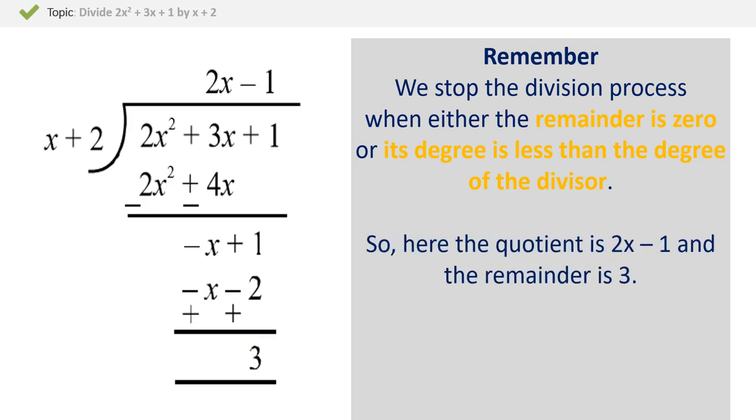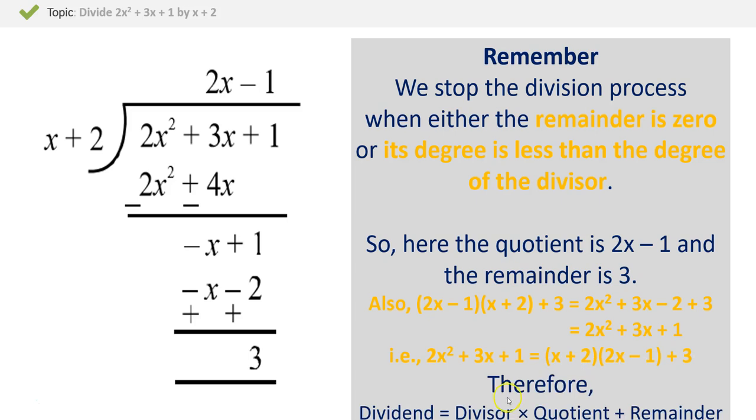So here the quotient is 2x minus 1 and the remainder is 3. We can represent 2x squared plus 3x plus 1 as x plus 2 multiplied by 2x minus 1, plus 3. X plus 2 is your divisor, 2x minus 1 is your quotient, and when you add the remainder to this, what you get is the dividend.